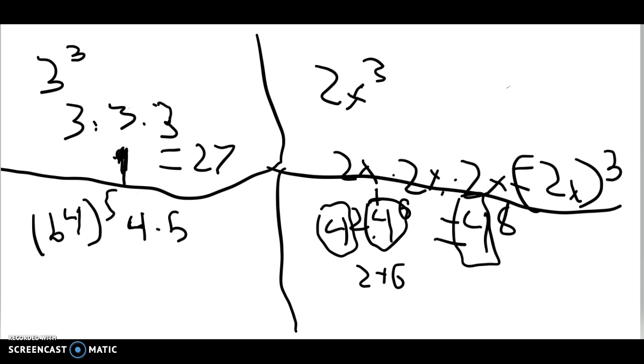So 4 times 5 equals 20. That means that b to the power of 20 is the answer. In other words, you would use b to the power of 20.